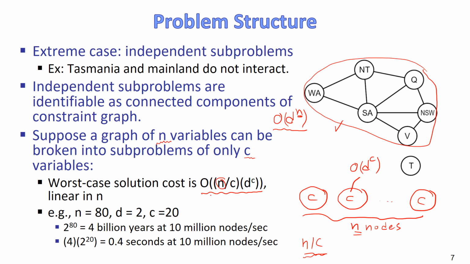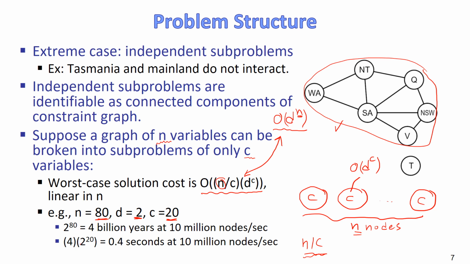So compare this with that. There is a huge difference, but you might not imagine how huge a difference is unless we have some numbers. Let's say that we have 80 nodes, and for each we can have only 2 values, and the number of nodes in each subproblem is 20. So that means that we have identified 4 subproblems. Each one has 20 nodes.